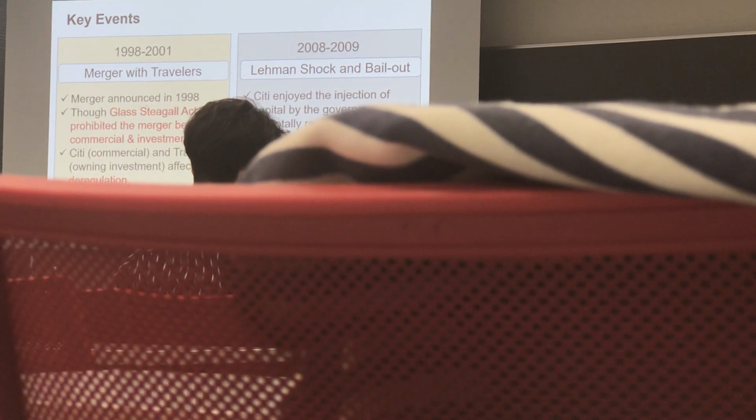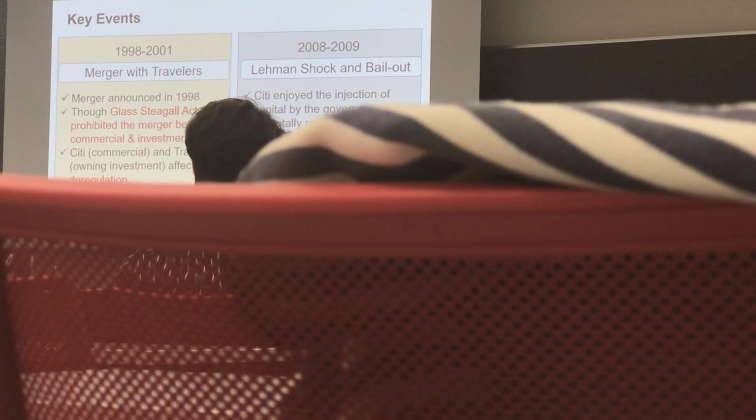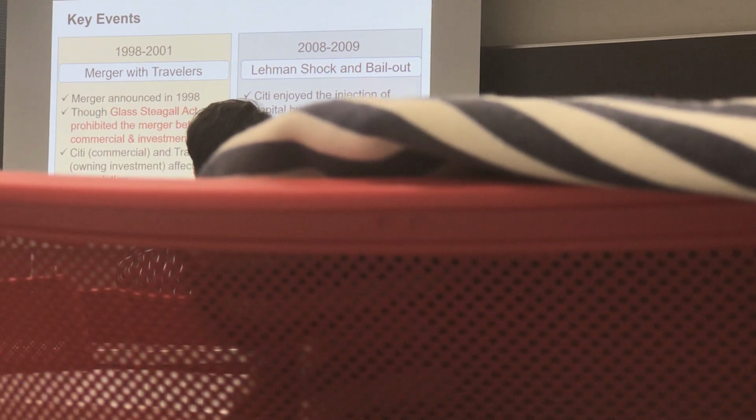Because of the announcement of the merger with Travelers, Citi announced the merger with Travelers in 1998. But at that time, the Glass-Steagall Act prohibited the merger between a commercial bank and an investment bank. Travelers is an investment banking group and Citi a commercial banking group. But this announcement pushed the government towards regulation by setting up new legislation, that is the Gramm-Leach-Bliley Act, or GLB Act.